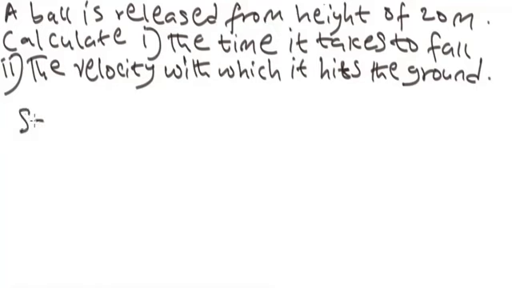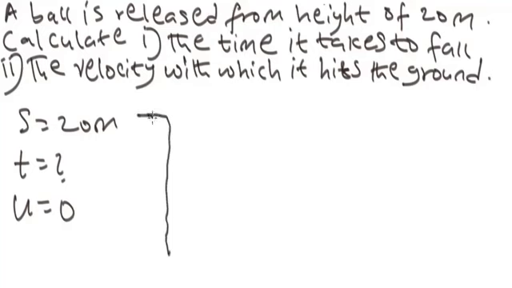In this case, we have our x distance to be 20 meters, and we are looking for time first. We don't know time. Our initial velocity is going to be 0, so u will be 0. Let me explain. Let's say this is a tall wall, and somebody is standing here and releases a ball from this height.